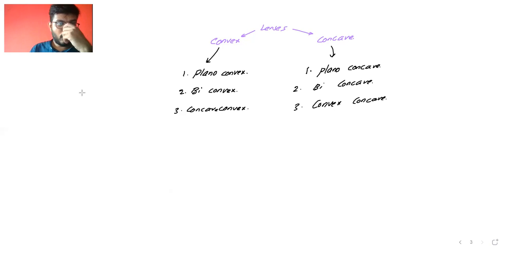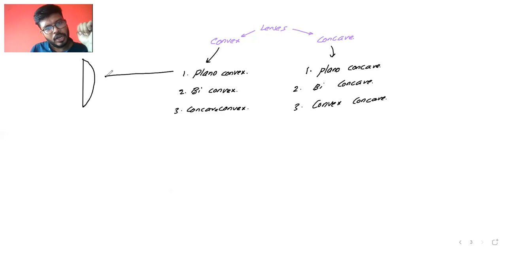Remember, we already know what a lens is. It is nothing but refraction of light. Now, plano convex means one side will be plane, flat, and one side curved. The name itself shows it: one side flat, like the plane mirror you know. So the first one is structured like this: one side plane and one side curved. We call this plano convex.